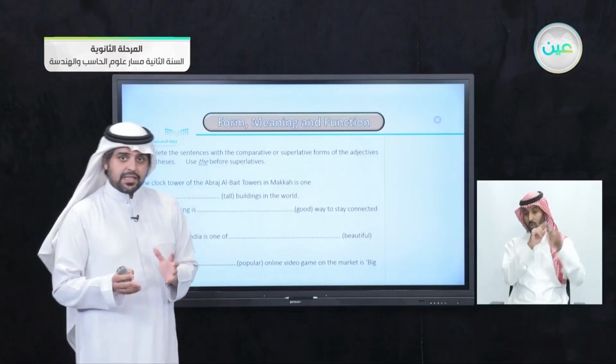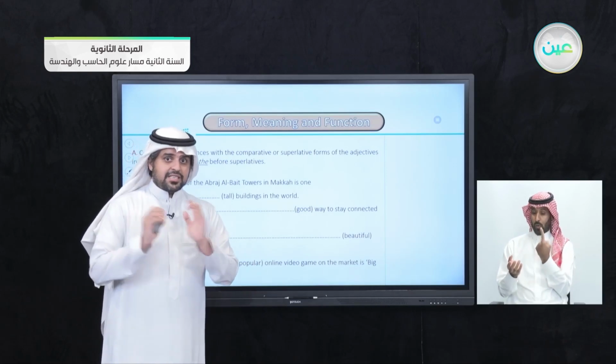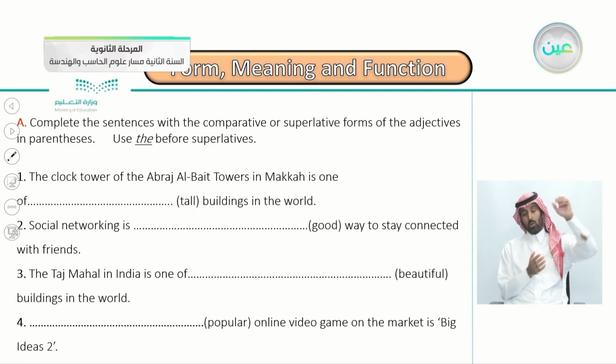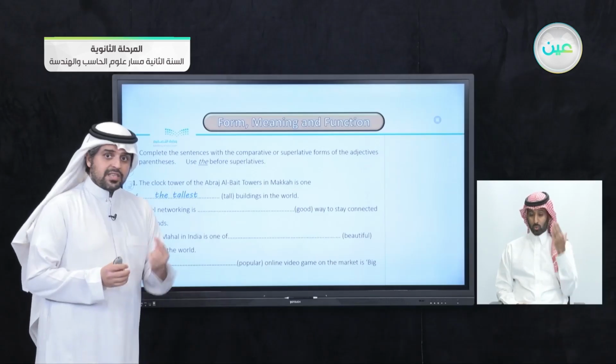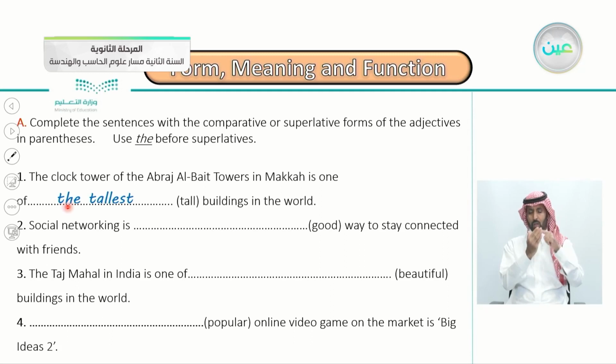So we have to decide, is this a comparative or a superlative? Yes, this is a superlative. And the adjective tall, how many syllables do we have here? Yes, this is a one-syllable adjective. So, yes, one of the tallest, because it's a superlative and it's a one-syllable adjective, we added est. And don't forget the tallest.